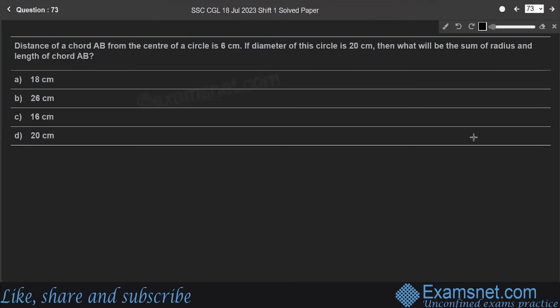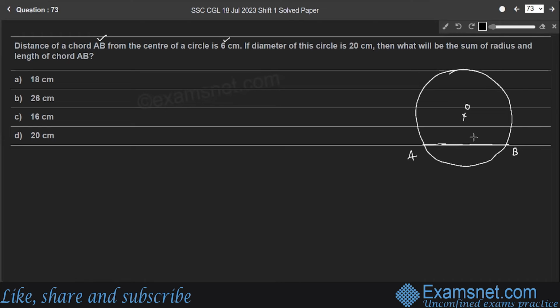Question 73. Distance of a chord AB from the center of a circle is 6 cm. If the diameter of the circle is 20 cm, then what will be the sum of the radius and length of the chord AB? So let us consider a circle, in which consider a chord AB. Here the distance of chord AB from the center of the circle is 6 cm. We'll consider the center of the circle as O.